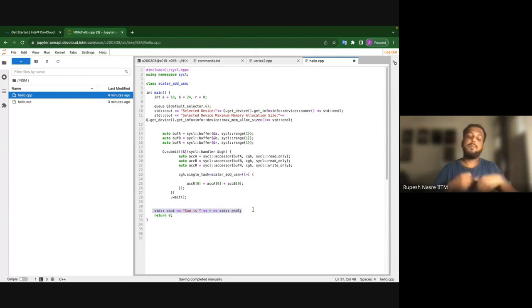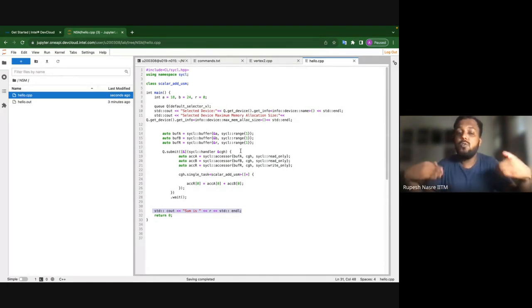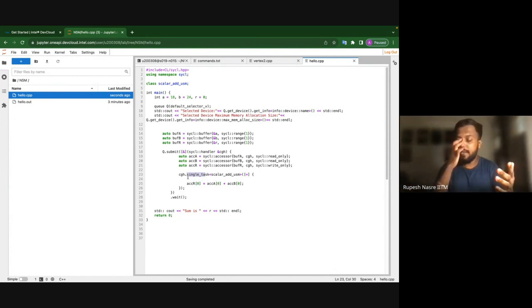But from the next class, we will be deep diving into what buffers are, how they actually work behind the scenes, what accessors are, right? How can we do parallel things? Since this is homework, it's good if you do it, but we will touch upon it in the next class: related to parallel things, what we can do, how we can achieve more and more parallelism, right?